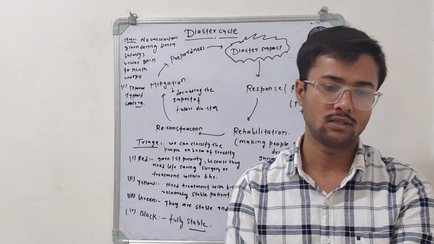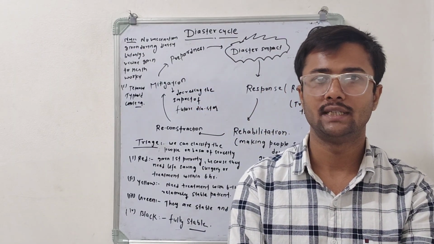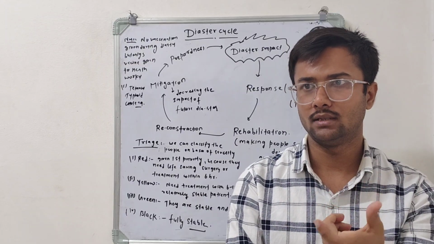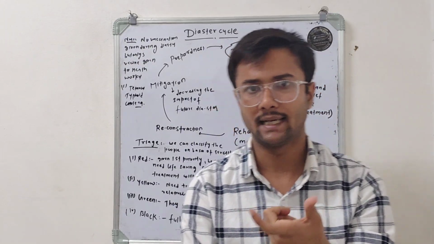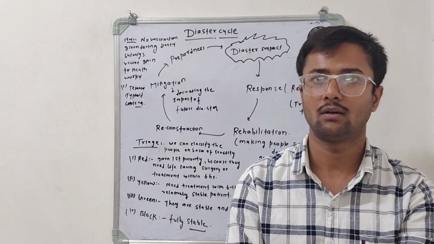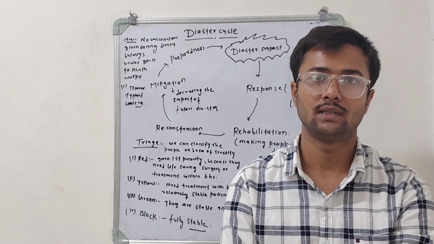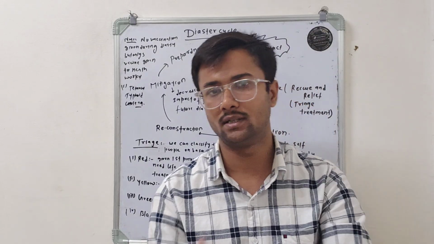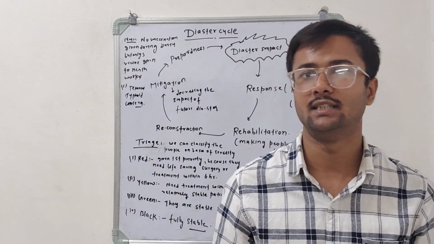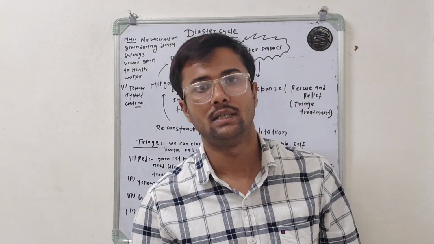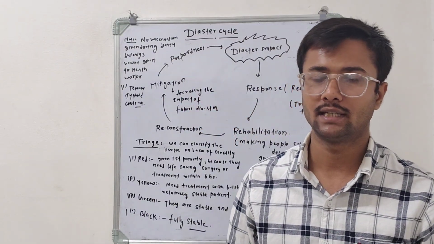After reconstruction, the next step is mitigation. Mitigation means we prepare ourselves in such a way that we reduce the impact of disaster. After the mitigation, the fifth step is preparedness. I mean we are fully prepared for the next disasters. So these are all the five different steps of the disaster cycle.